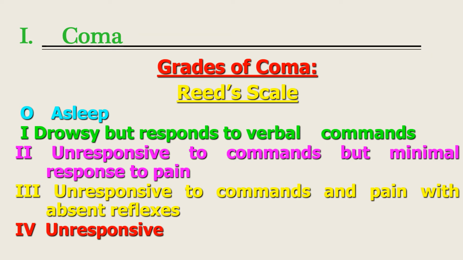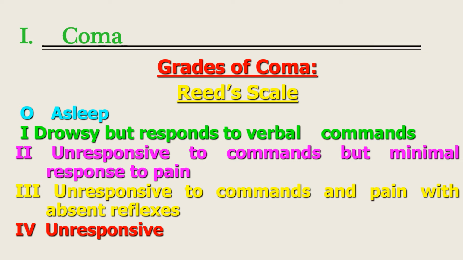We have 5 grades of coma in this scale: stage 0, stage 1, stage 2, stage 3, stage 4. Stage 0 means that all the 5 parameters are intact. The patient is conscious and responds to pain, and reflexes are intact with good respiration and circulation. With each stage, we will lose one of these 5 parameters. So in stage 1, the patient is not conscious but still responds to pain, and reflexes are intact with good respiration and circulation.